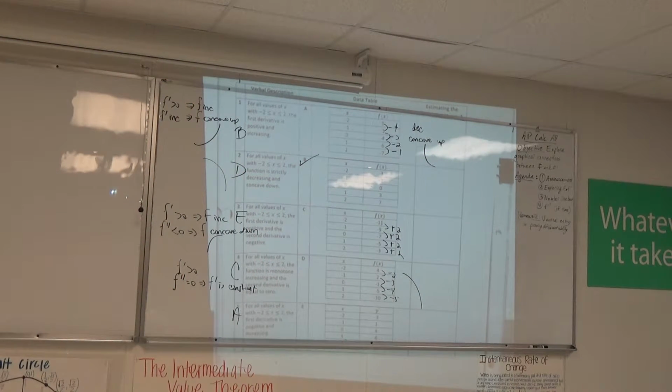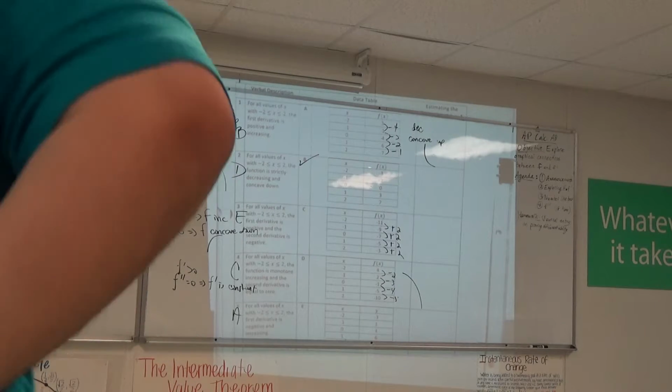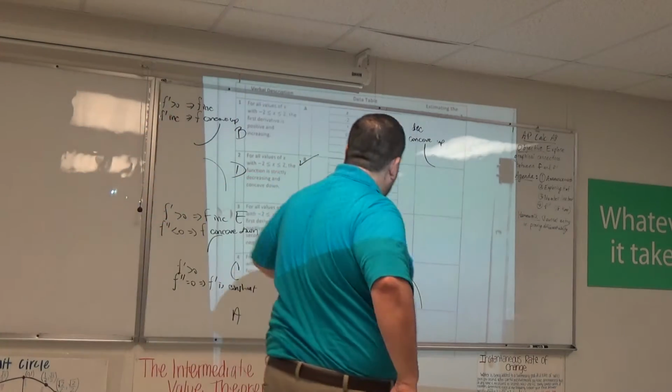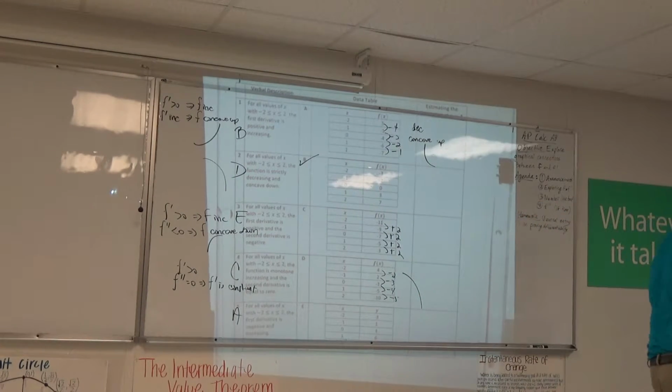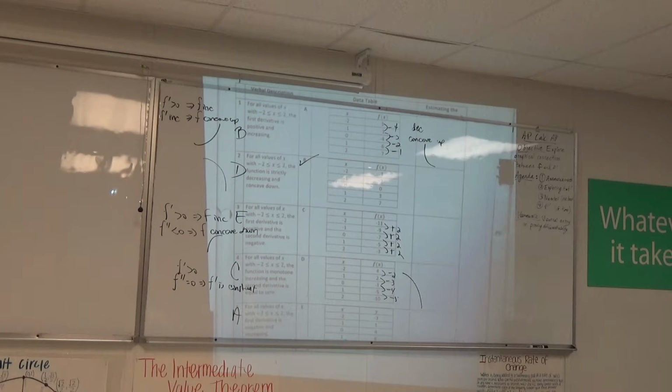Number 2. I like it. So f prime is greater than 0, that means f is increasing. Right? By yourself. Okay, friends over here, let's stop playing with cups.